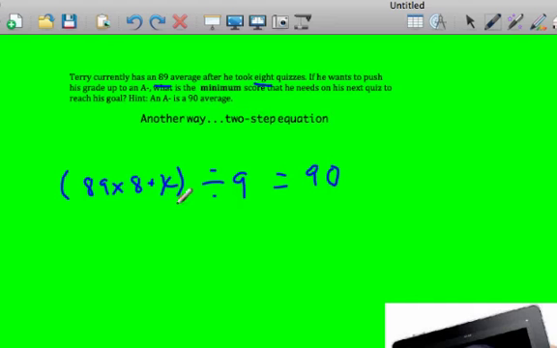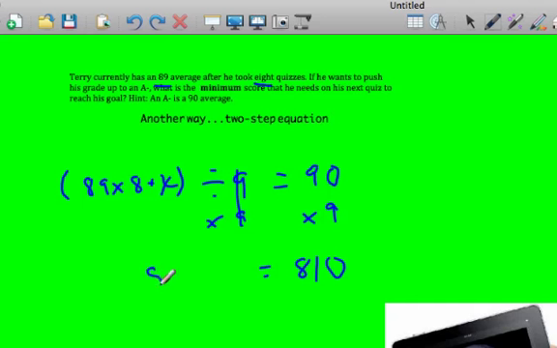that will get him the 90 average. So in order to solve this, I would actually do things a little bit backwards here because we're solving an equation. I would multiply by 9 on both sides, and then we know how many points he needs, which is 810. And we would have this equation. We can now get rid of the parentheses since this division sign's gone.